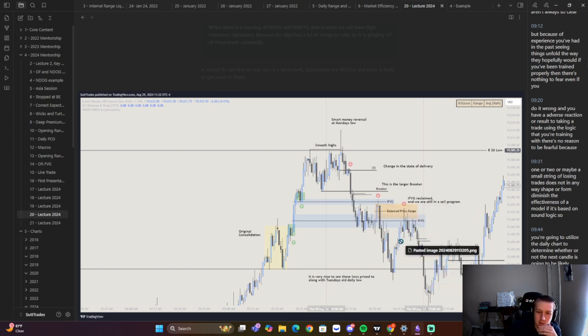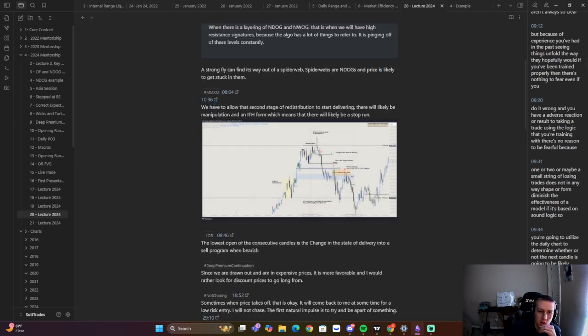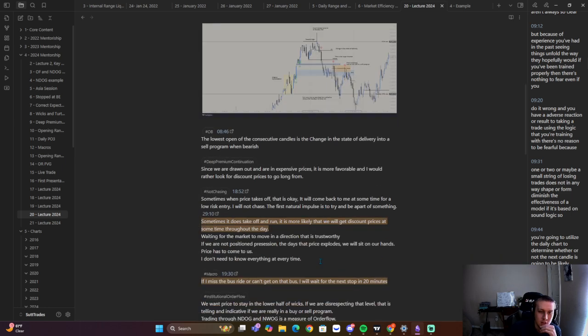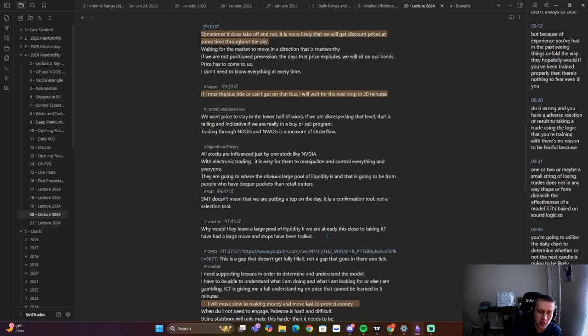Here we have a stop hunt, and then we have a balanced price range that gets formed. This old other daily low gets referenced here. We reprice underneath that original consolidation. There, the sell model is complete. This is just another stab lower into discount prices. So there is that.